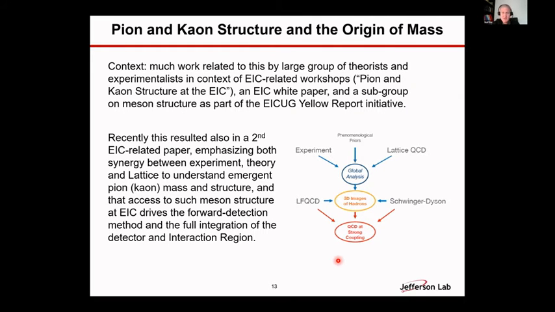We wrote an EIC white paper. We have a subgroup on meson structure, part of the EIC user group Yellow Report initiative, which has kept on going because it has been very successful. There is a recent EIC related paper, which emphasizes mainly the synergy between experiment, theory and lattice to understand this emergent pion and kaon mass and structure. And it also, interestingly enough, drives the forward detection method at an EIC and the integration. And I'll show you a little bit of the cartoon, how people see models. In the end, all these things have to go together: theory, lattice, experiment. And we want to start making progress in our understanding and interpretation.